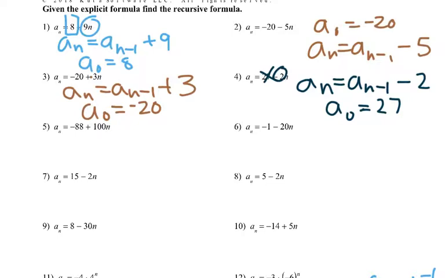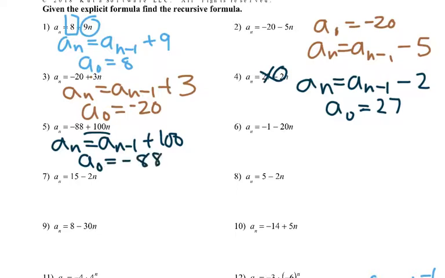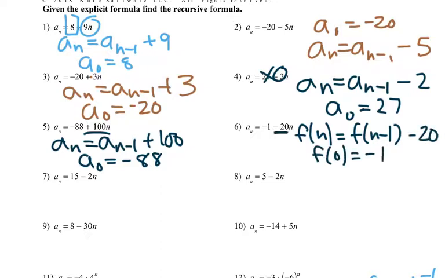Okay, number 5, plus 100, so a sub n equals a sub n minus 1 plus 100. That's my growth. Where did we start? At negative 88. Okay, now we could also write it as f of n equals f of n minus 1, and then my growth would be negative 20, and I could go f of 0 equals negative 1.